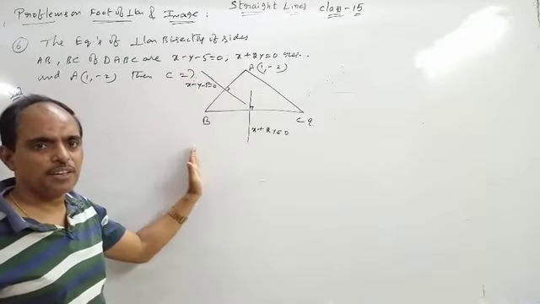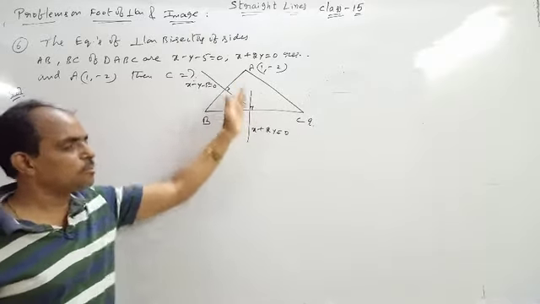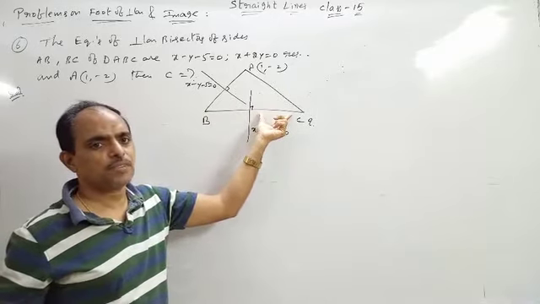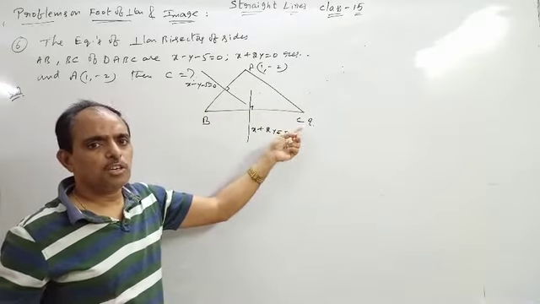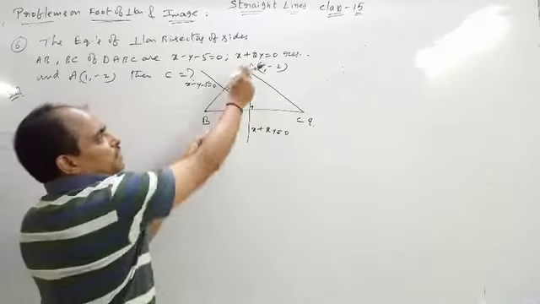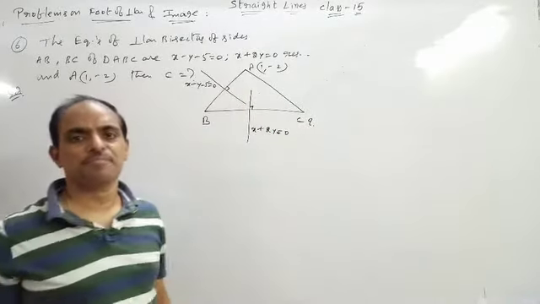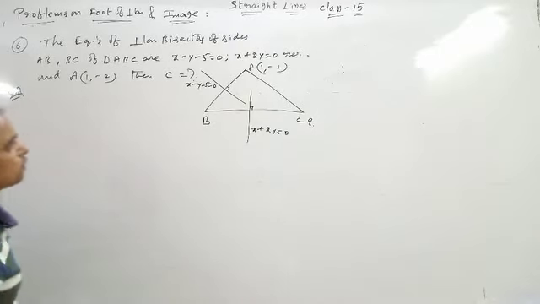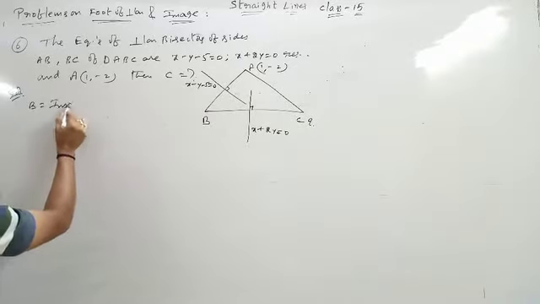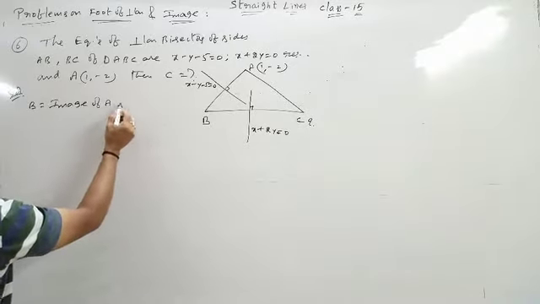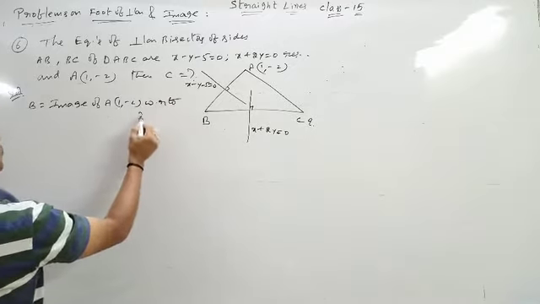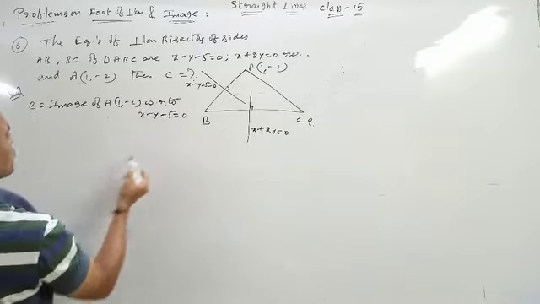So we have B. Next, what about C? This is also a perpendicular bisector, which means this distance is equal to this one. Now C is equal to the image of B with respect to this line. So B is the image of A and C is the image of B. Okay, now B is equal to the image of A, 1 comma minus 2, with respect to x minus y minus 5 is equal to 0.